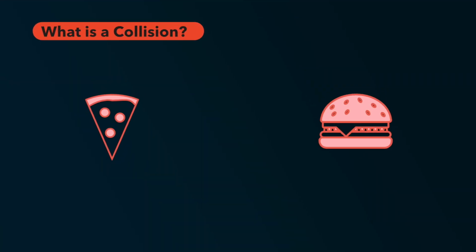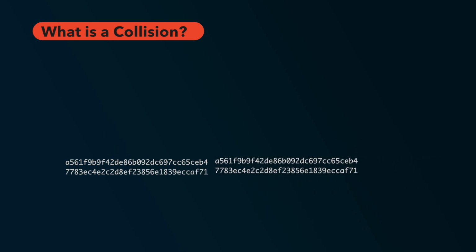For the next two properties, it's really important that we define what is called a collision. A collision occurs when two different inputs to a hash function have the same exact output hash.